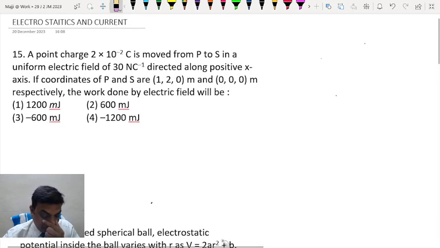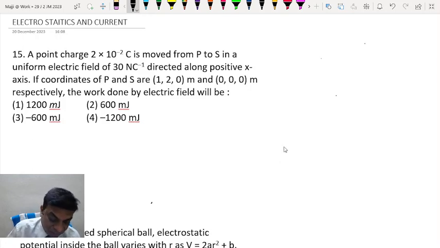You can see a point charge 2 into 10 power minus 2 coulomb is moved from P to S in a uniform electric field of 30 Newton per coulomb directed along positive x-axis. If coordinates of P and S are this, the work done by electric field will be. So this is a formula based question, students. Work done by any constant force can be obtained as the dot product between the force and the displacement. So you can apply that concept here.